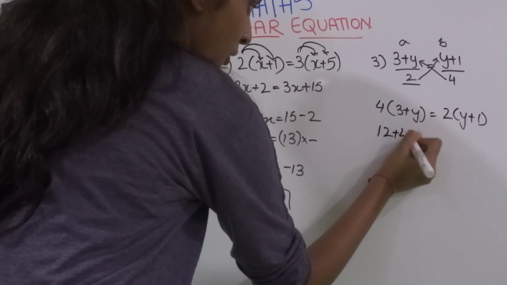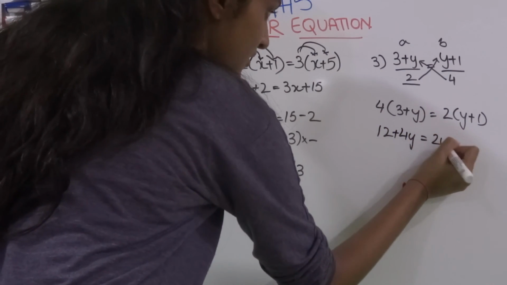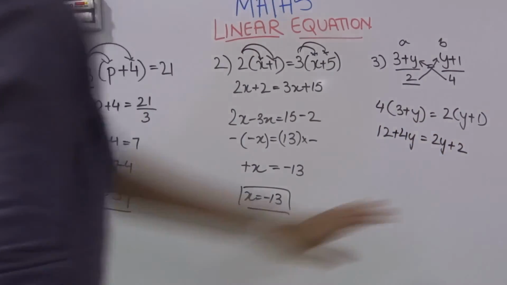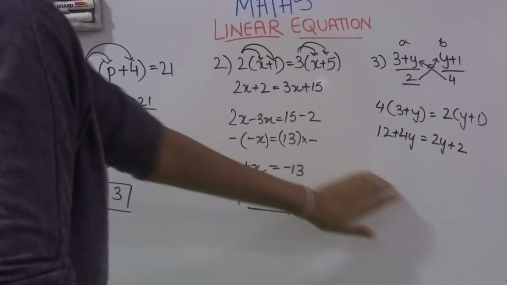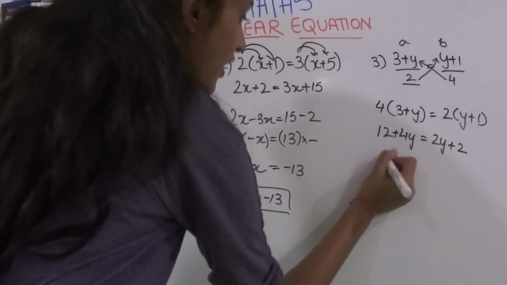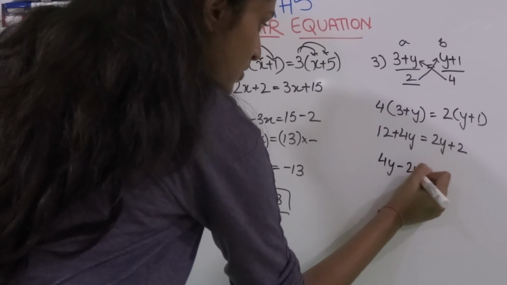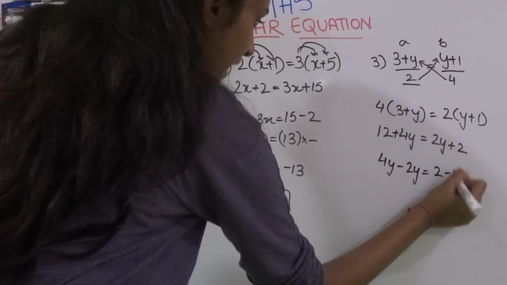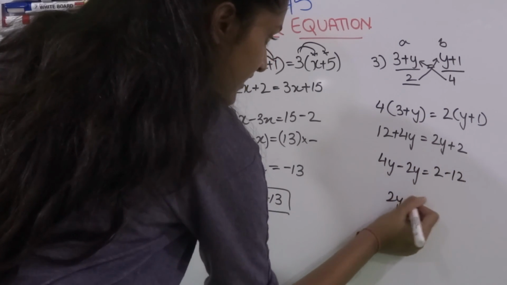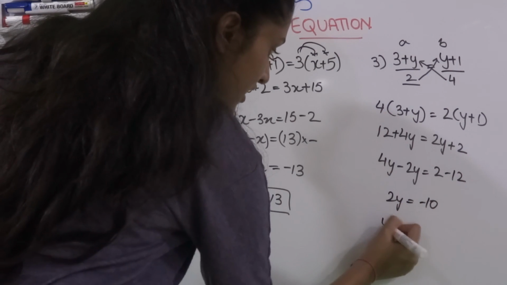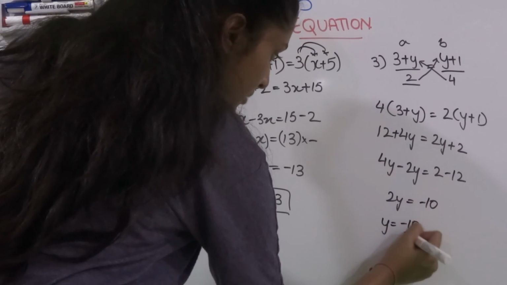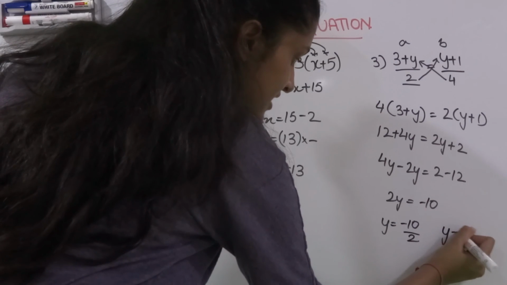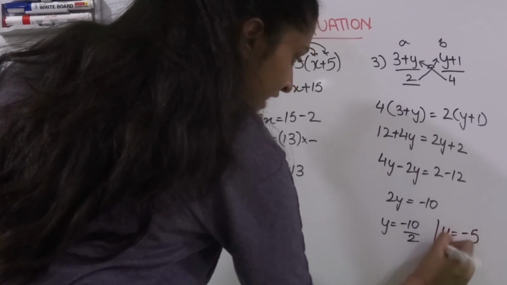So 12 plus 4y is equal to 2y plus 2. We take all the variables to the left hand side and the numbers to the right hand side. 4y minus 2y is equal to 2 minus 12. 2y is equal to minus 10. y is equal to minus 10 upon 2, which is nothing but y is equal to minus 5.